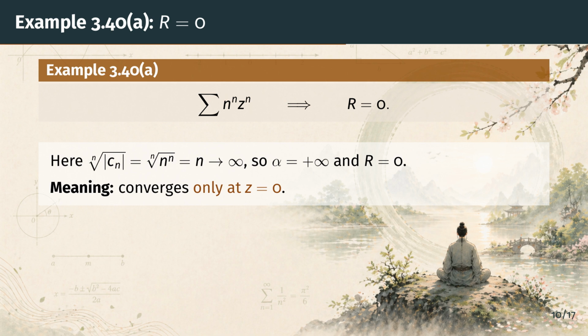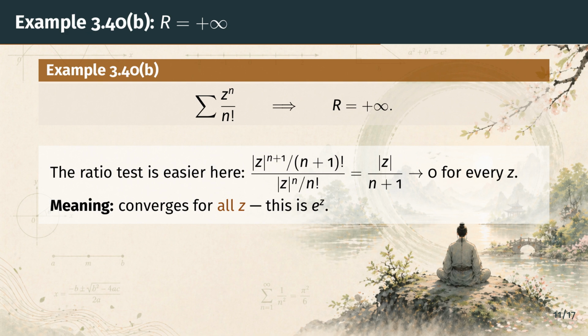Now the opposite extreme. Take the coefficients to be 1 over n factorial. Here it is easier to use the ratio test than the root test. The ratio of consecutive terms is the absolute value of z divided by n plus 1, and for any fixed z that goes to 0 as n grows. A ratio with limit 0, which is below 1, means convergence for every single z. So the radius is infinite. This series is exactly the exponential function we met in the motivation.